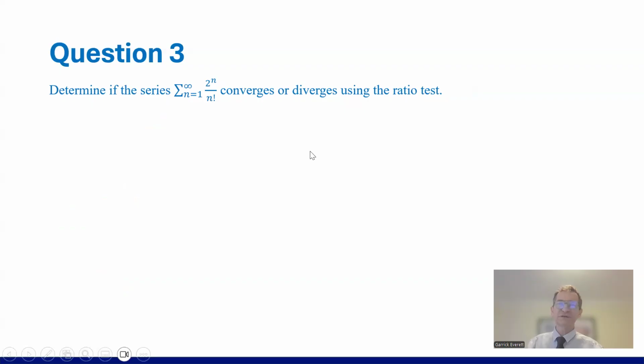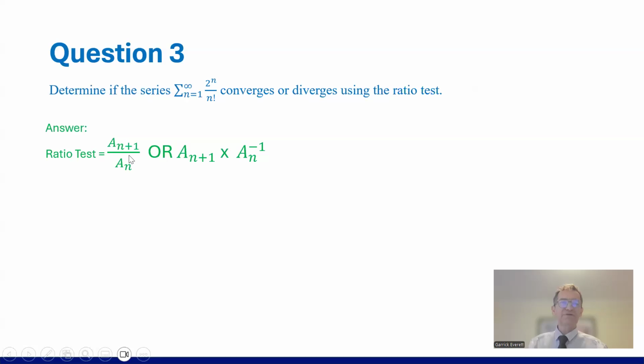Next one, determine if the series from 1 to infinity of 2^n over n factorial converges or diverges using the ratio test. Again, same thing. This time we're just going to use the ratio test. The ratio test is a_(n+1) over a_n. In other words, for example, the second term over the first term. So you're doing that sort of thing.